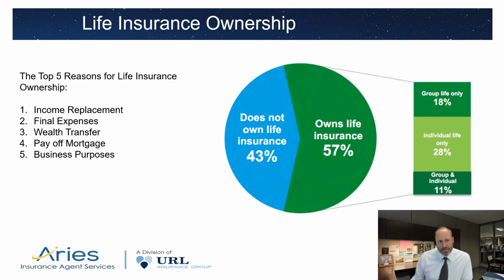The top reasons for life insurance ownership today are income replacement, final expenses, wealth transfer needs, paying off a mortgage, business purposes, as well as retirement planning. Of America today, 57% own life insurance, so naturally, roughly 43% do not. Of those who own life insurance, 18% own group life insurance only. So that means when they lose their job or leave their job, they are no longer insured with life insurance. 28% own individual coverage only, and 11% of that grouping has both group and individual life insurance.